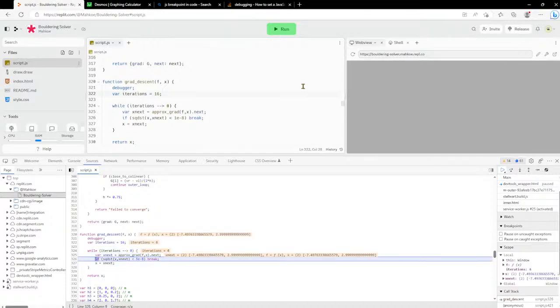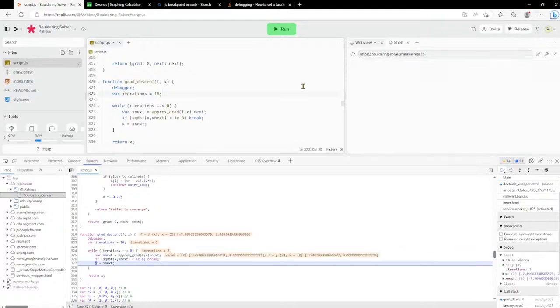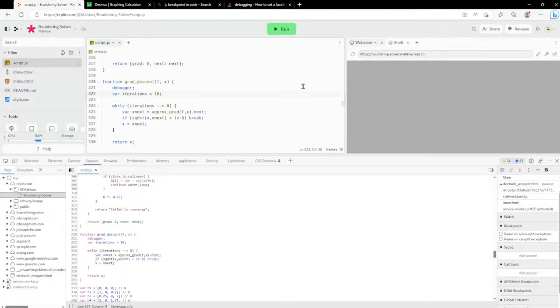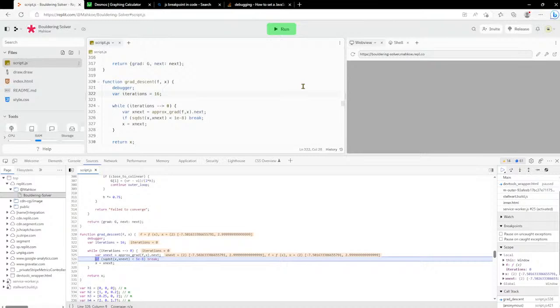What happens if we keep going? Maybe we'll get lucky. No. It's just making these tiny little steps.